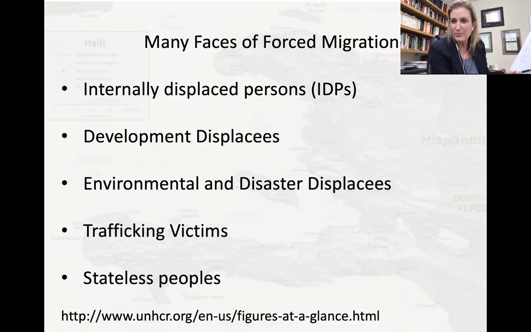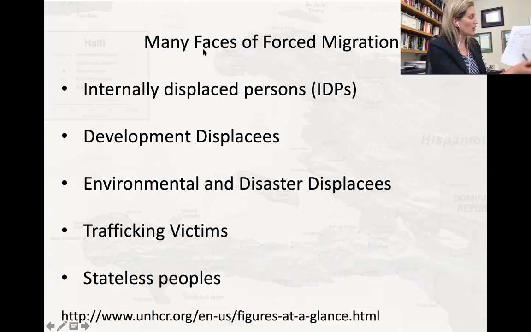65.3 million people who are forcibly displaced every year, and 21 million of those are refugees. Good question. Any more questions? Yes. Is the 14.7 IDPs also included in that 65.3 million?